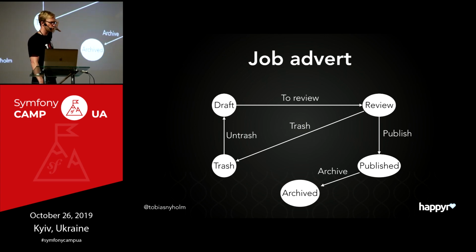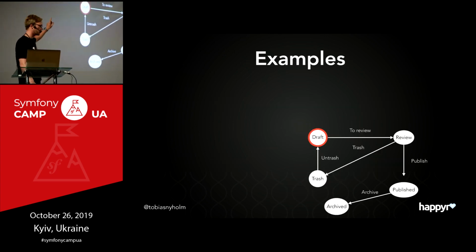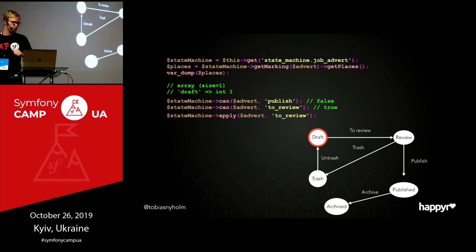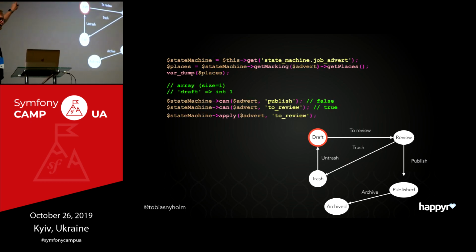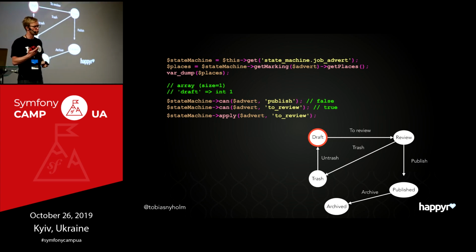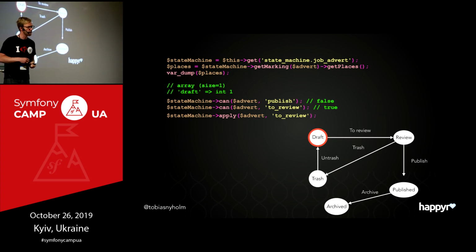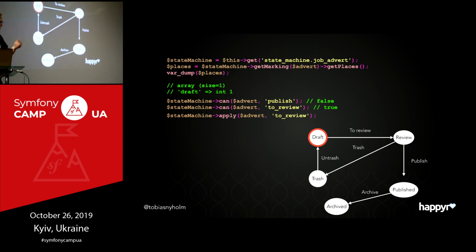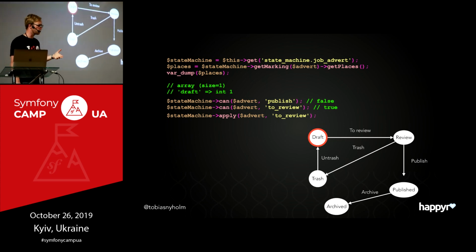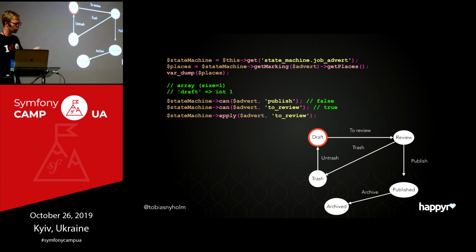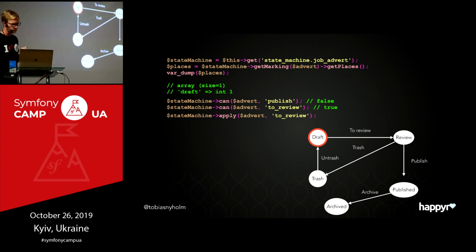Consider my state machine again. You all recognize this one. If I make it a little bit smaller and I put myself in the draft, I do something like this. I take my state machine from the dependency injection container, and I want to ask, where am I basically? What are my current places? So I say state machine get marking get places, and this marking is an abstraction over where I am. You should be aware of it, but you rarely ever use it. So the marking is a way to get the places from the state machine.